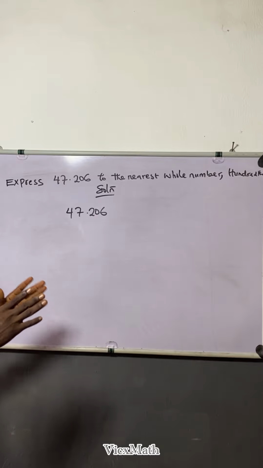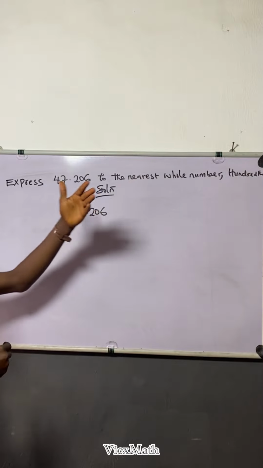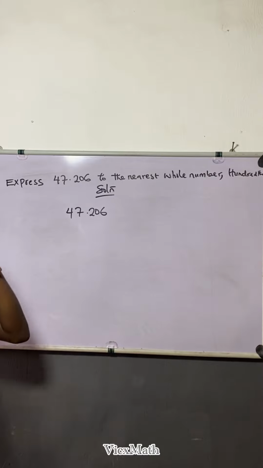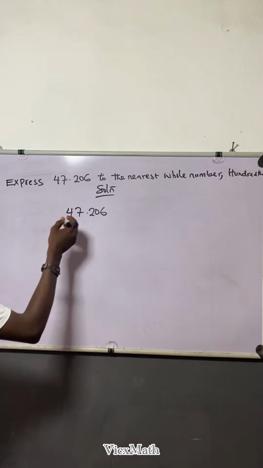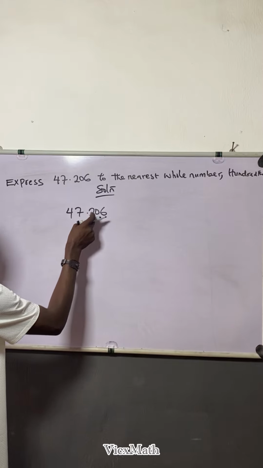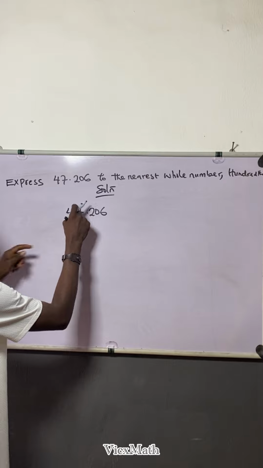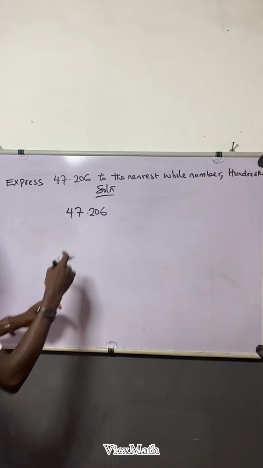Now, another way they can ask you the same question is asking you to estimate this number to the nearest whole number, to the nearest unit. To the nearest unit is completely the same thing as to the nearest whole number. So now we have this question. What you do is, the first decimal figure is what determines whether you're adding one or not. So since this number is less than 5, we'll round it down.